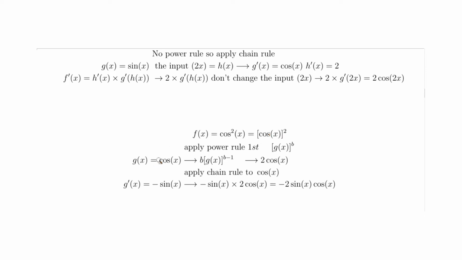So g of x is cosine. The derivative of cosine we know is minus sine of x. So now we have minus sine of x times what we got when we applied the power rule, which is 2 cosine of x. So minus sine of x times 2 cosine of x is simply minus 2 sine of x cosine of x. That's the derivative there of cosine squared of x.